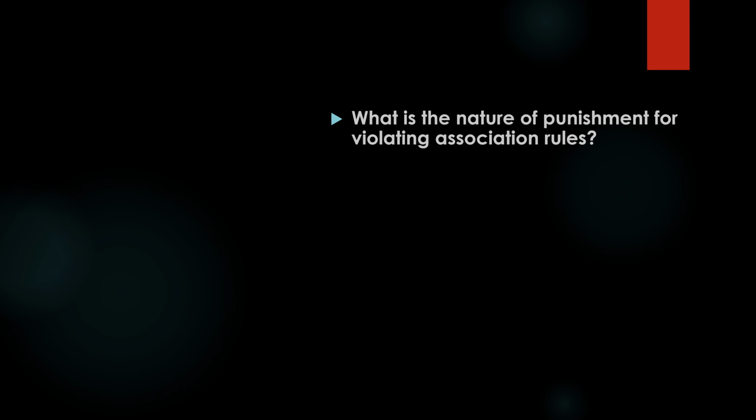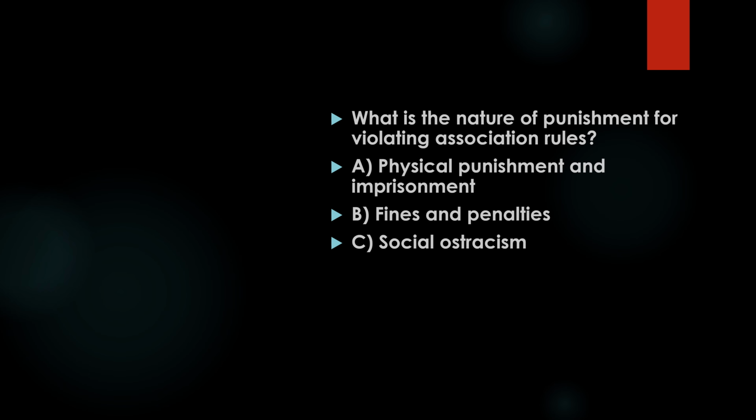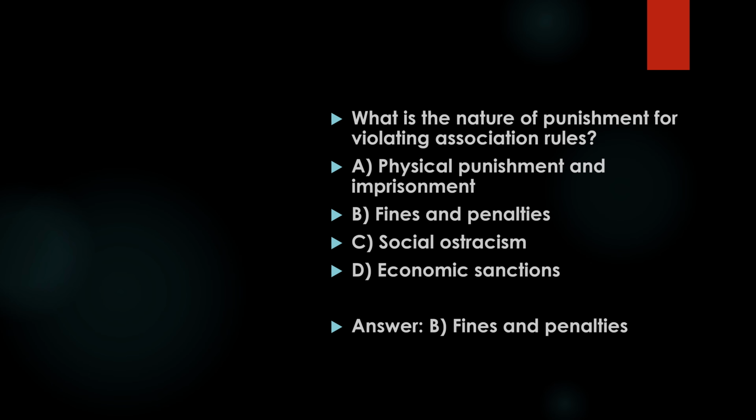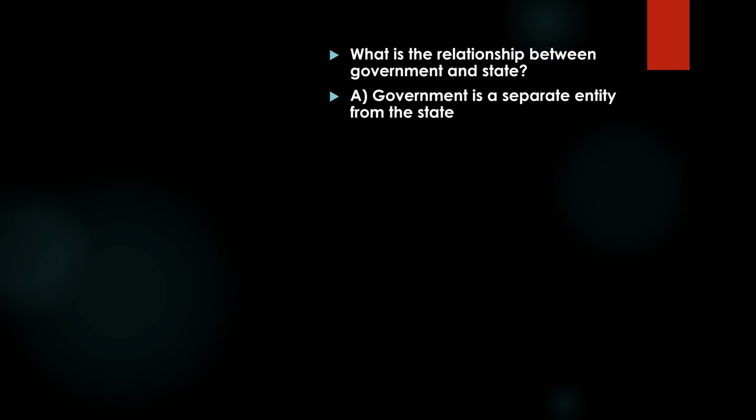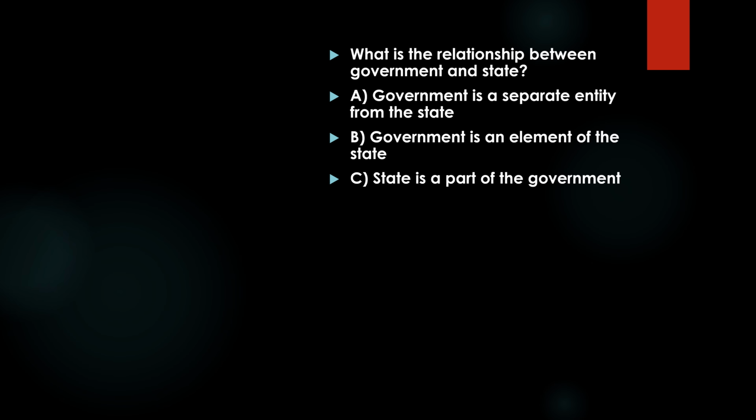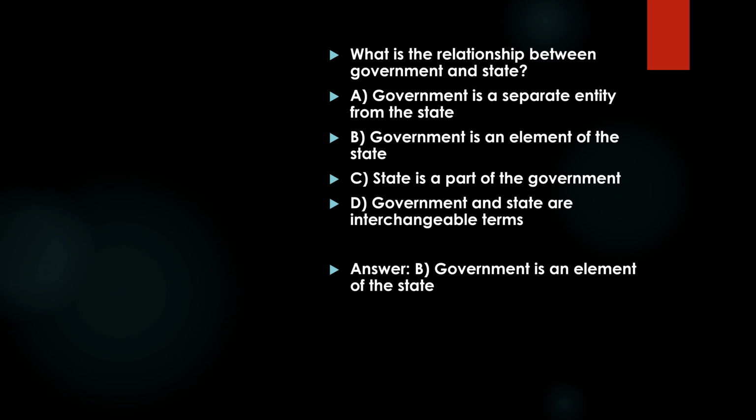What is the nature of the punishment for violating association rules? Physical punishment and imprisonment, fines and penalties, social ostracism, economic sanctions. Answer B, fines and penalties. What is the relationship between government and state? Government is a separate entity from the state. Government is an element of the state. State is a part of the government. Government and the state are interchangeable terms. Answer B, government is an element of the state.